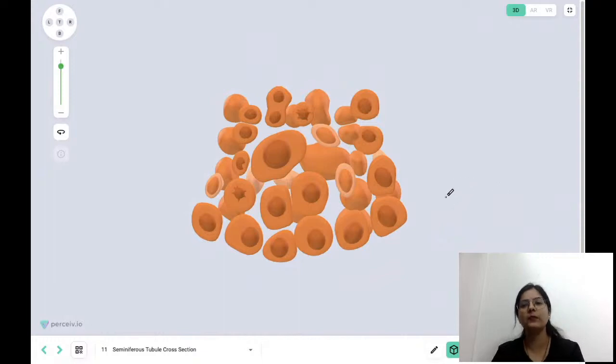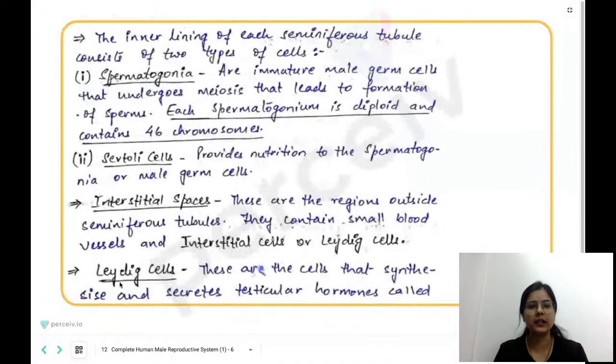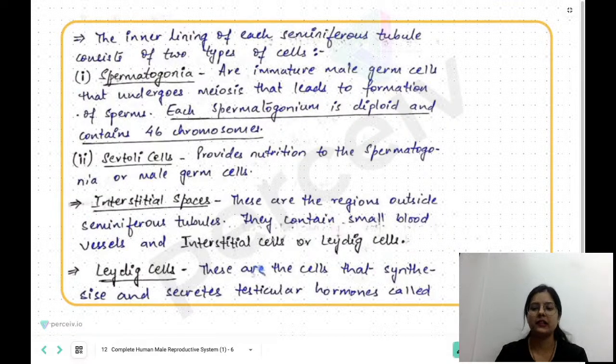So this entire seminiferous tubule is basically a collection of cells, we can say. Okay, through which this whole process is being worked out like this. Now let's move on to the description part of the seminiferous tubule that we have seen. Now you can see over here that the inner lining of each of the seminiferous tubule is consisted of basically two types of cells.